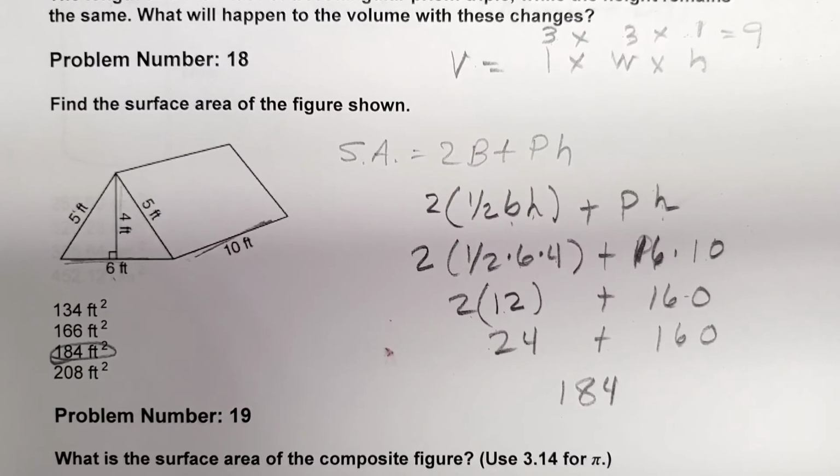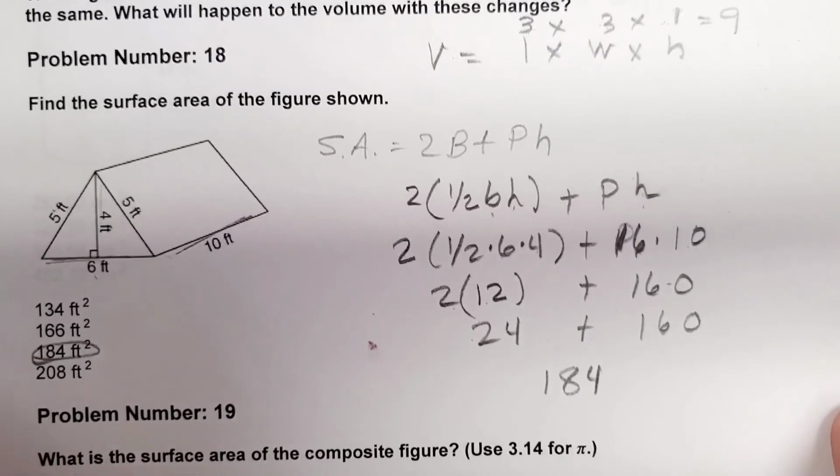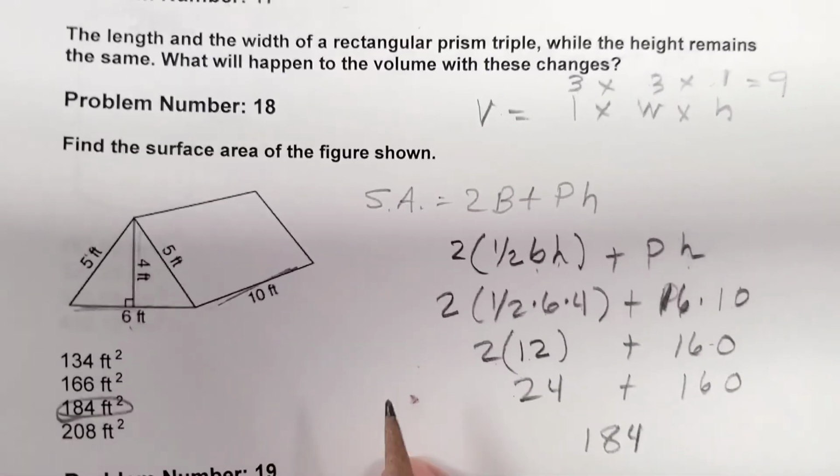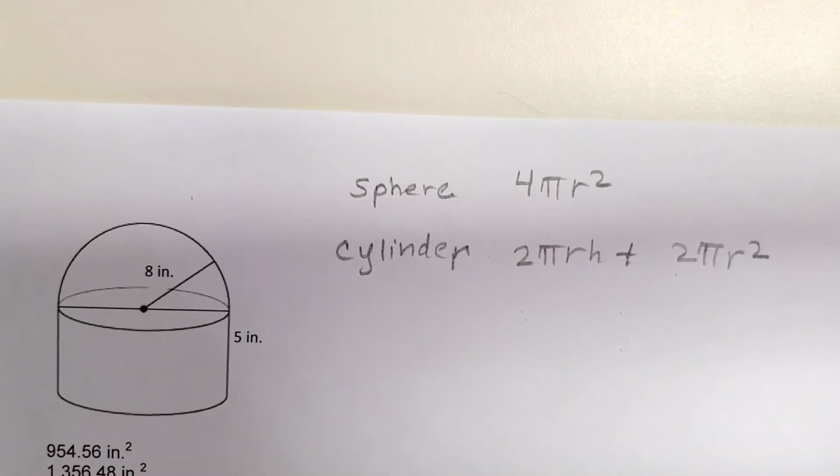Okay, moving on to number 19. What is the surface area of the composite figure? What is a composite figure? Let's turn the page and see what it is. It's interesting. It's a sphere and a cylinder, but it's not a complete sphere. It's a hemisphere. It's half of a sphere.